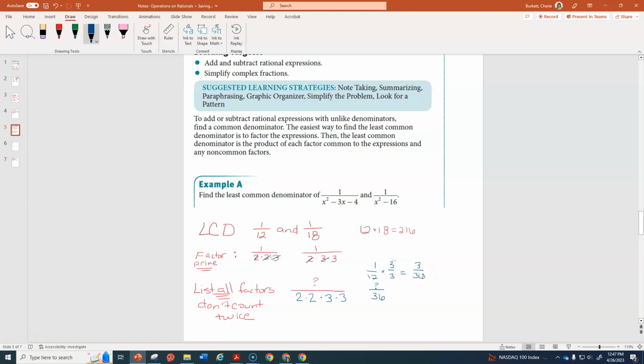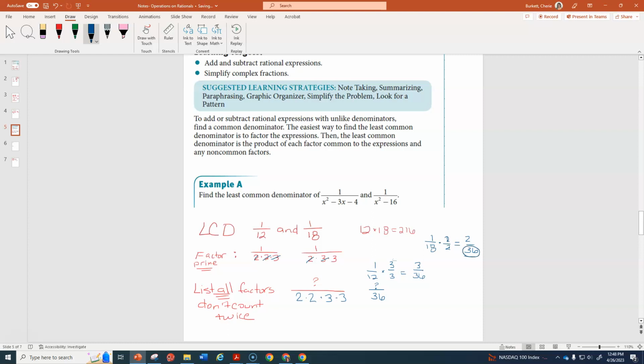Now, can I do the same thing with the 18? I do 1 over 18. I'm going to multiply 1 over 18 times 2 over 2. Why? Because I'm trying to get to 36, and I know 18 times 2 will give me 36. What I did to the bottom, I have to do to the top. Multiplying 1 over 18 times 2 over 2, 2 over 2 has a value of 1. So when I multiply 1 over 18 times 1, I do not change its value. I'm just changing the way it looks. So 1 over 18 is rewritten as 2 over 36.